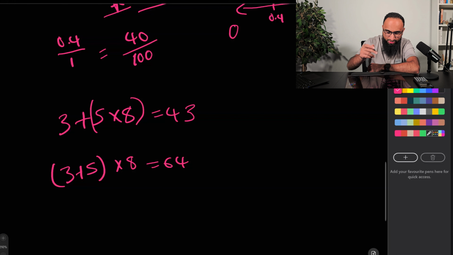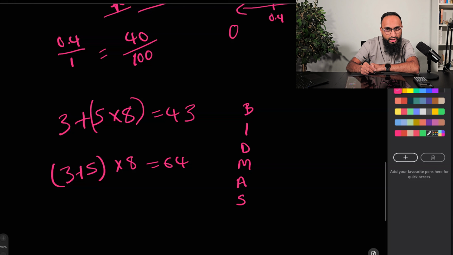So BIDMAS refers to brackets, indices, division, multiplication, addition, and subtraction. Now, brackets are self-explanatory. So just do what's inside the bracket first before you move on to anything outside the bracket. And then division, multiplication, addition, subtraction, which I'm sure you're aware of. So indices, I just wanted to focus a bit more on this. So with indices, let's look at some of the common rules.